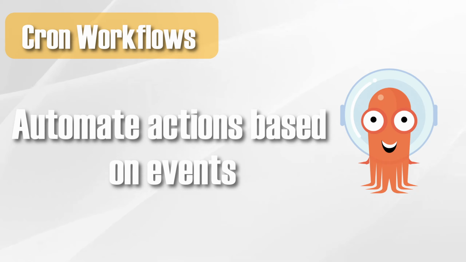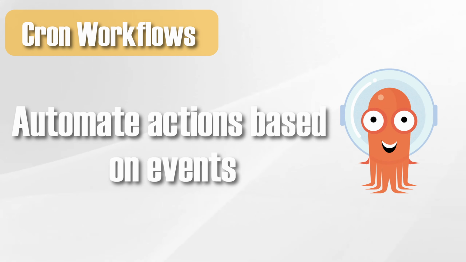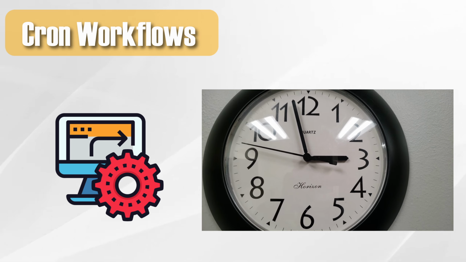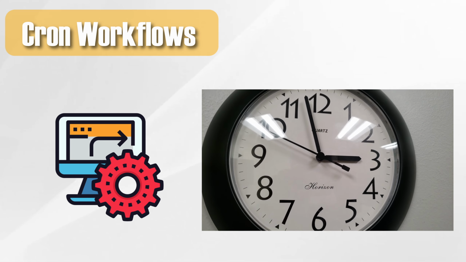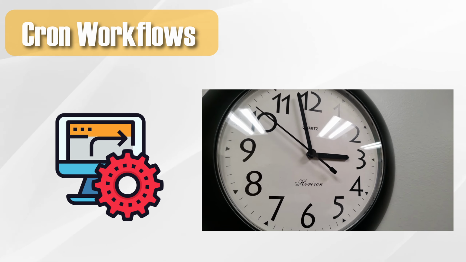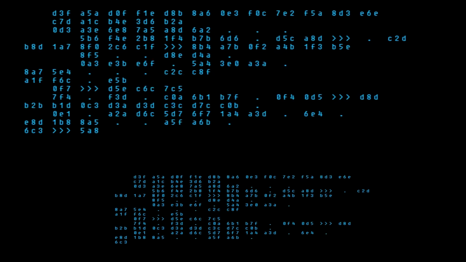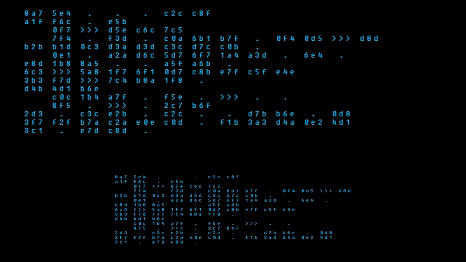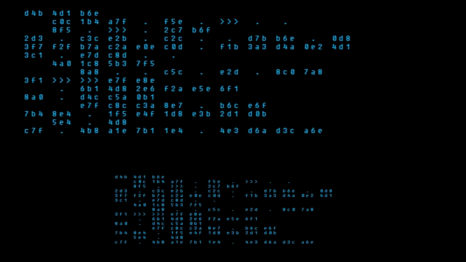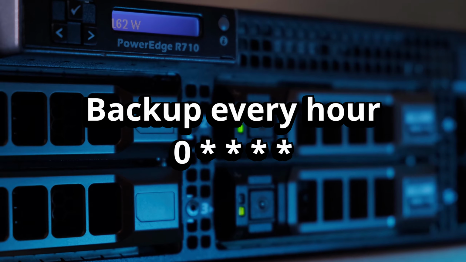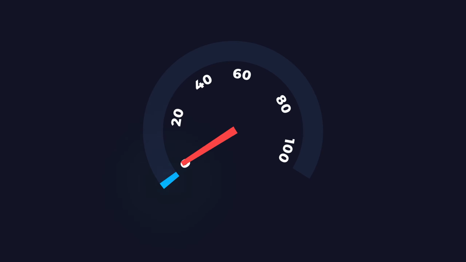Have you ever needed to schedule a deployment, backup, or database migration? That's where cron workflows come in. Cron workflows let you run Argo workflows on a schedule, just like a traditional cron job, but with native Kubernetes integration. For example, you can set up a cron workflow to run a daily security scan on your cluster at midnight, automate database backups every hour, or trigger performance tests before peak traffic hours. It's automation at its finest.